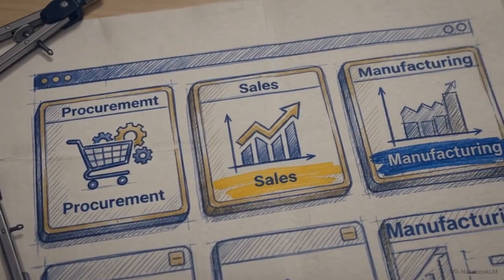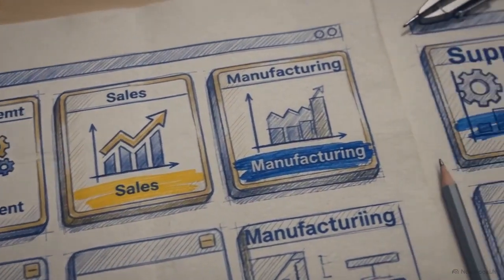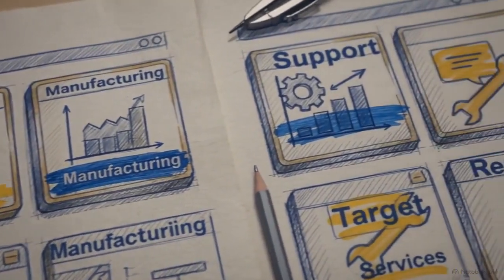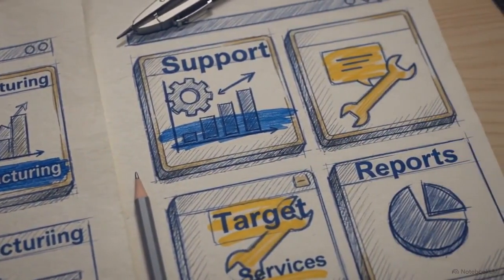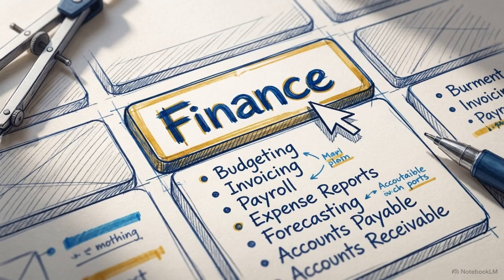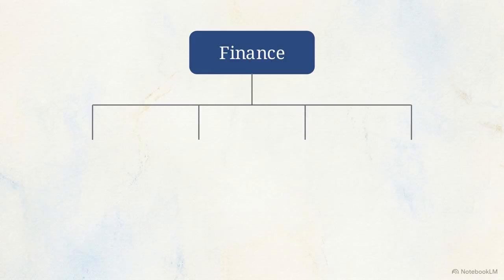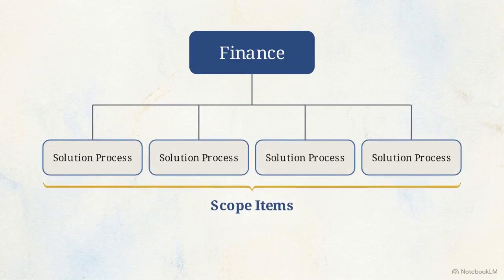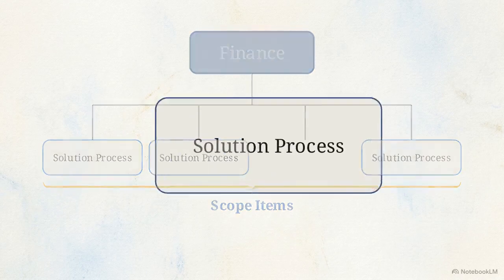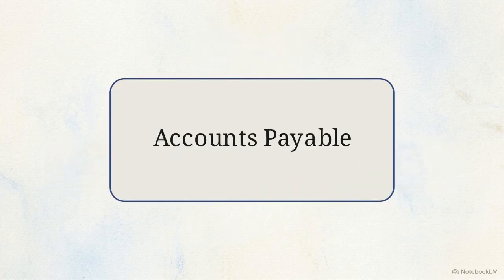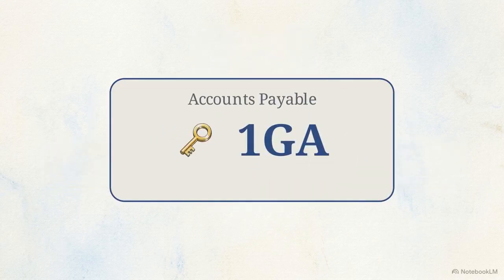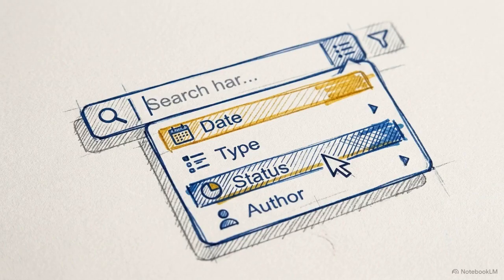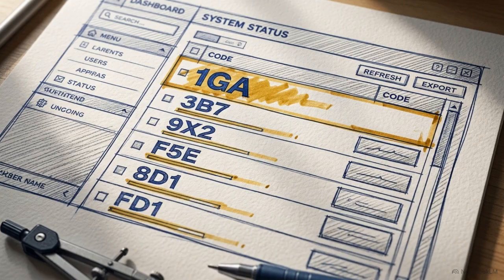SAP organizes thousands of individual processes into categories called lines of business, such as procurement, sales, or manufacturing. By selecting the finance module, we can reveal the specific inventory of processes available for that sector. This tree diagram shows how the module breaks down into specific solution processes, which SAP calls scope items. Every scope item is identified by a unique 3-digit alphanumeric code, like 1GA. Understanding this hierarchy allows you to filter the library and focus exclusively on the targeted scope items relevant to your customer's requirements.